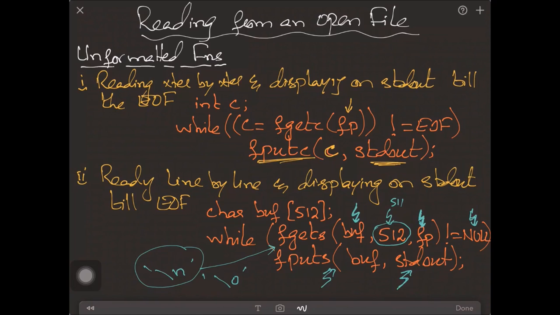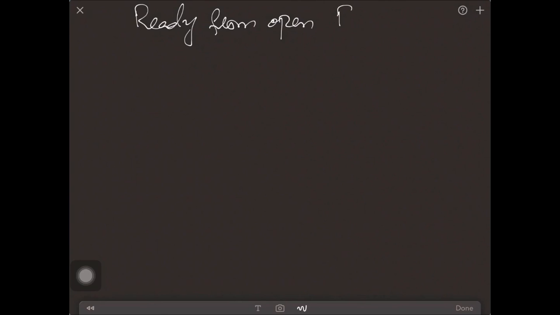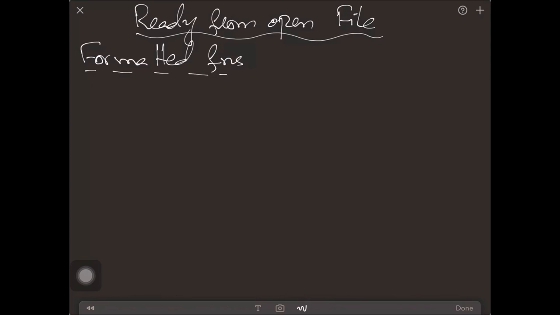So let me move on to a new board. We are still reading from an open file, but this time, instead of unformatted, we are using formatted functions. Let me give the same heading, reading from open file. But this time I'm going to use formatted functions. So as far as the formatted functions are concerned, we can use fscanf and fprintf functions.